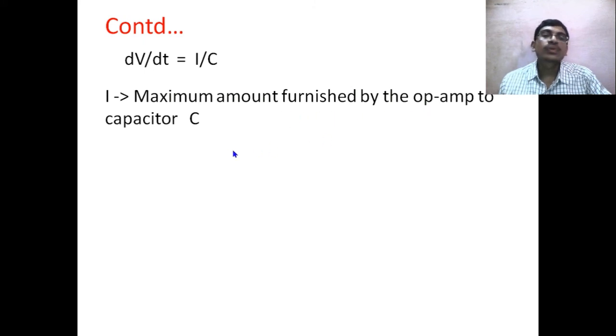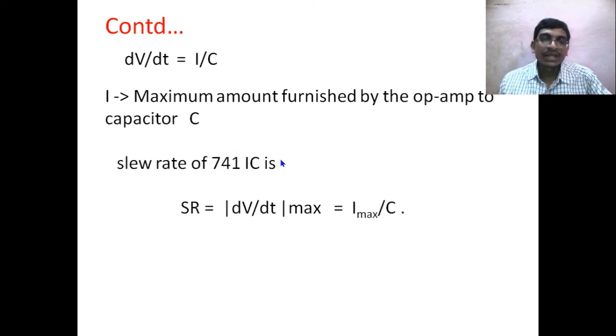where I is the maximum amount of current furnished by the op-amp to the capacitor C, and the slew rate of the 741 op-amp is equal to dV by dt maximum, which is equal to I maximum by C. In the examinations, they may ask you the slew rate by just giving the maximum current and capacitance. We will see some problems also in this session.